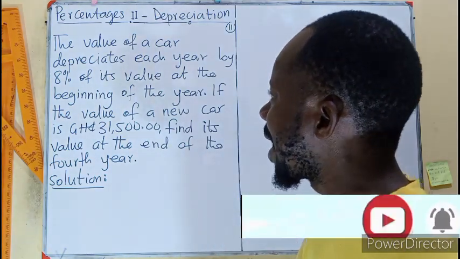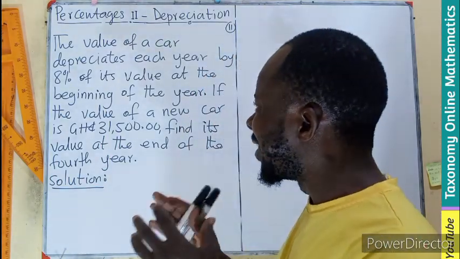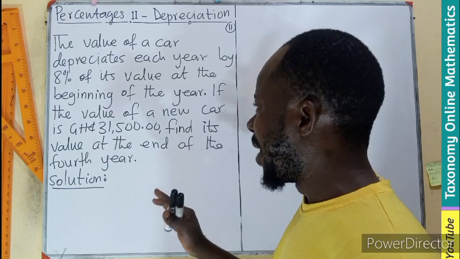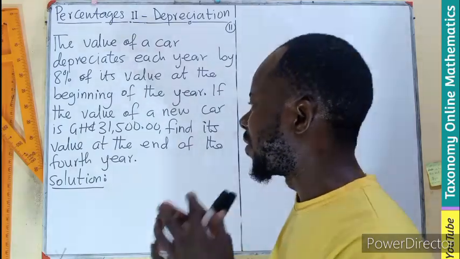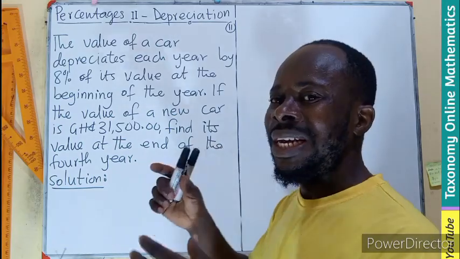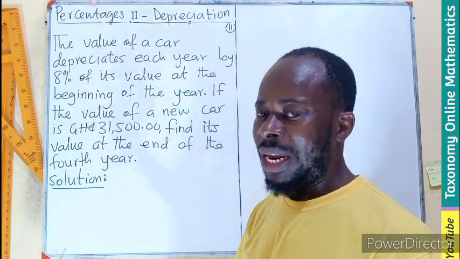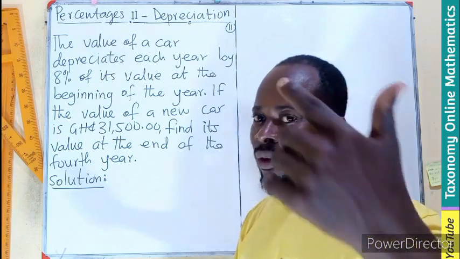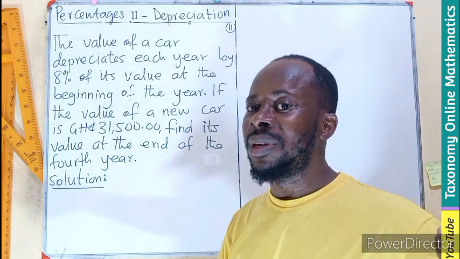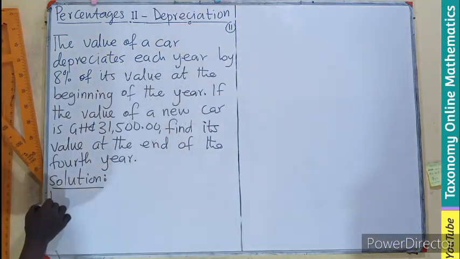The value of a car depreciates each year by 8% of its value at the beginning of the year. So if the value of a new car is 31,500, we have to find its value at the end of the fourth year. So it will be depreciating every year. So at the beginning of the year, which is going to be the end of the previous year, the value will still depreciate 8%. So let's see how we can do that.